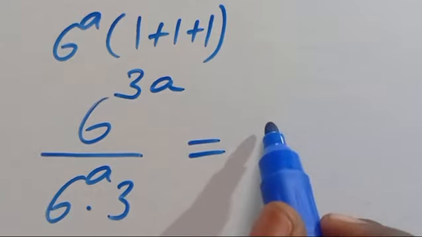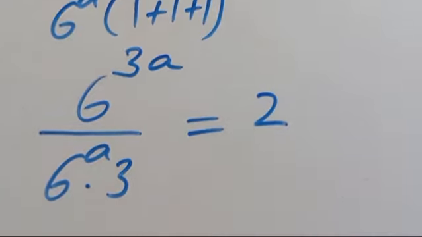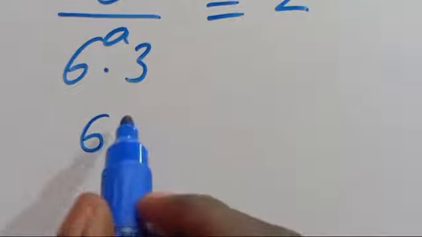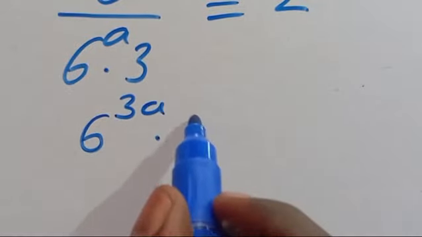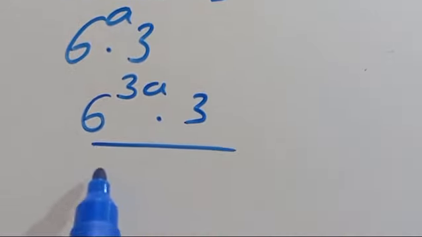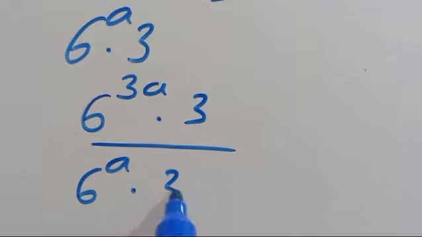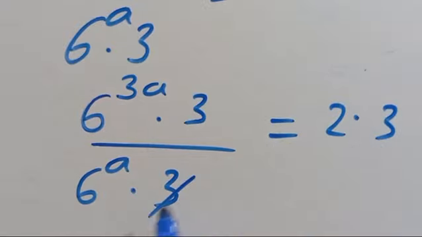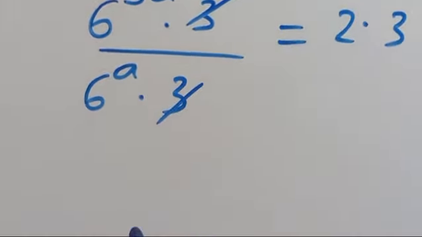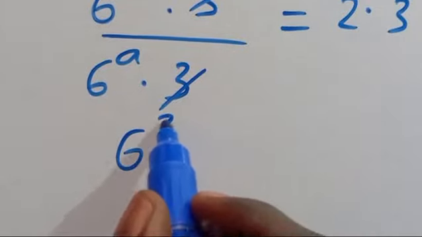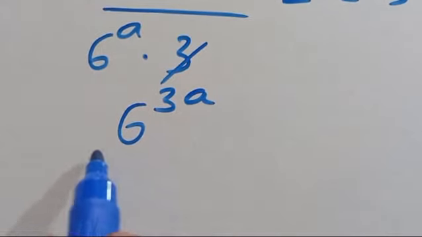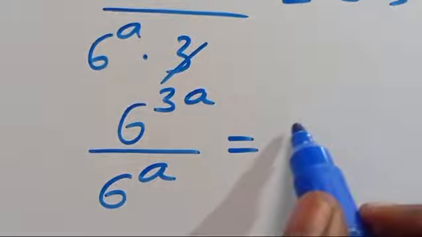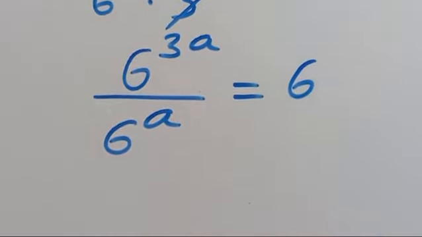Then it's going to give us, is equals to 2, sorry. So let's multiply 2 by 3. So here will be 6 to the power of 3a multiplied by 3, divided by 6 to the power of a multiplied by 3, here equals 2 times 3. So this and this will cancel out. So we're going to have 6 to the power of 3a divided by 6 to the power of a. 2 times 3 will give us 6.